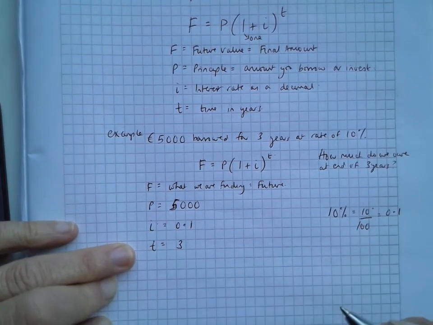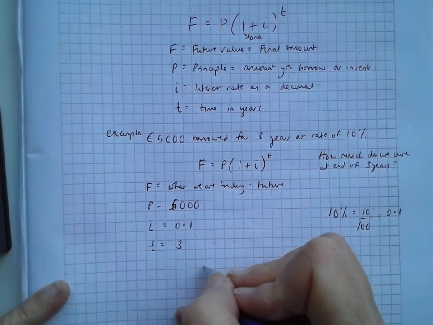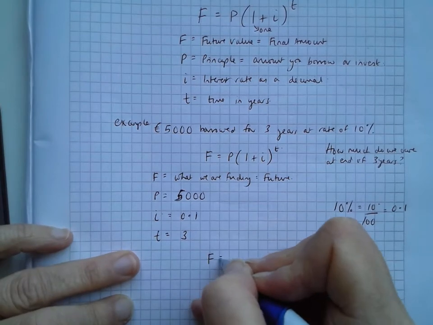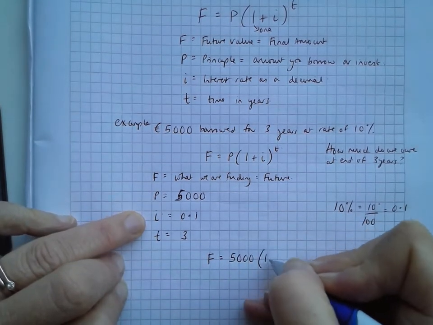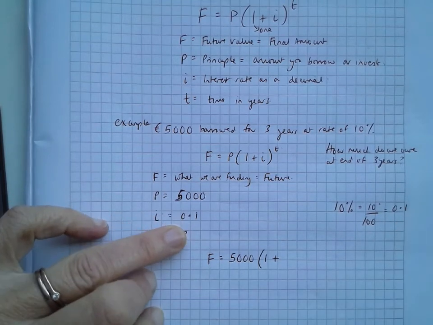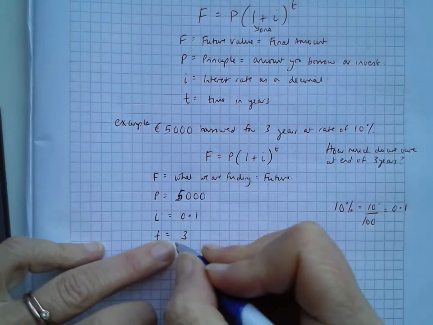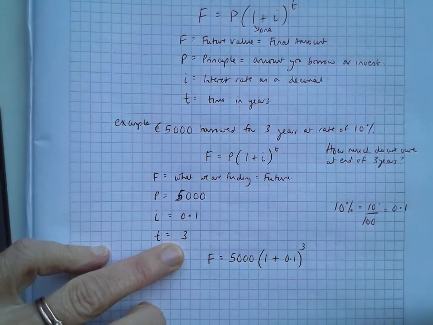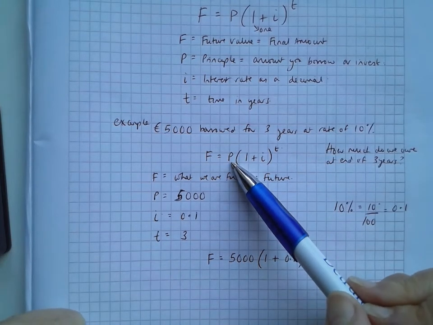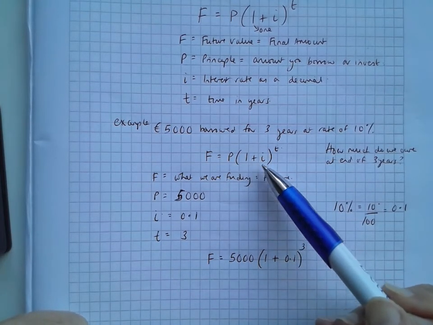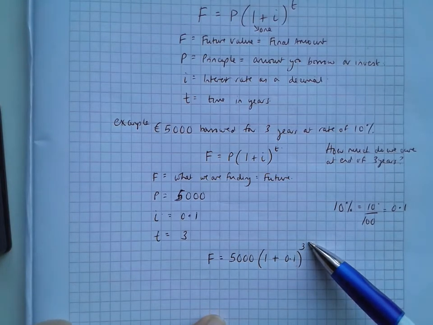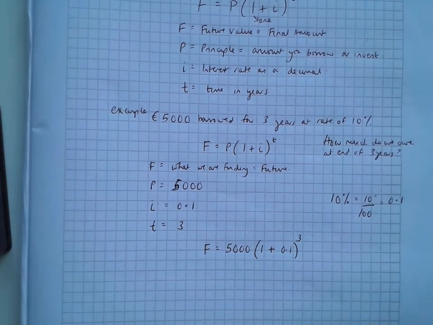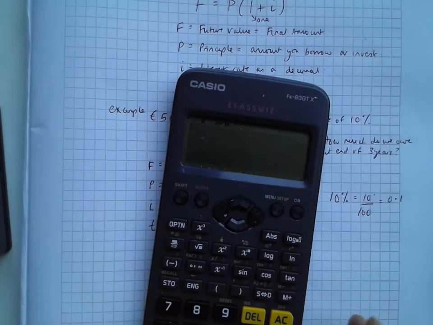So using our formula, we can work out that F, the future amount, is equal to P, which is 5,000, by 1 plus I, 1 plus 0.1 to the power of T, which is 3. So 5,000 for what we're borrowing, 1 plus 0.1 to the power of 3. So how do we work that out then? I just need to find my calculator. So let's work that out.